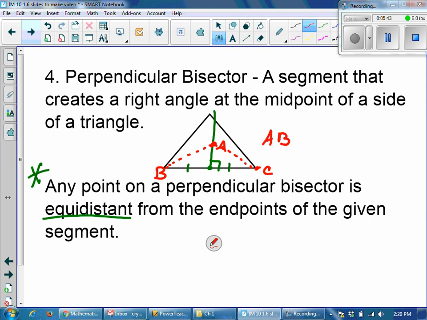So AB would be congruent to AC. But if I had put it at another place, if I had put it there, we'll call it D, then that means the distance from B to D is the same as the distance from C to D.